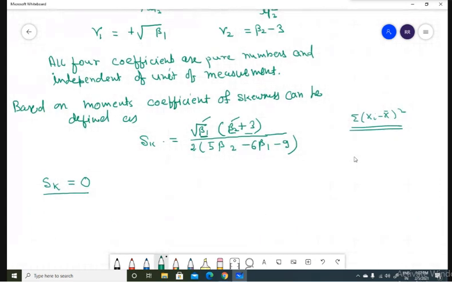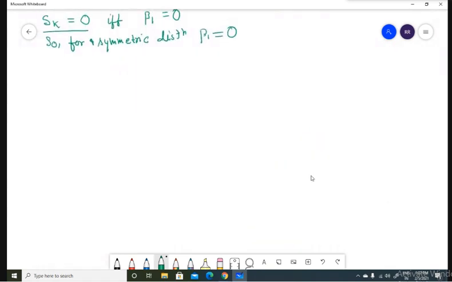So Sk is equal to 0 if and only if beta 1 is equal to 0. So for a symmetric distribution, beta 1 must be 0. Okay, this was all about skewness. Next we will move to kurtosis.